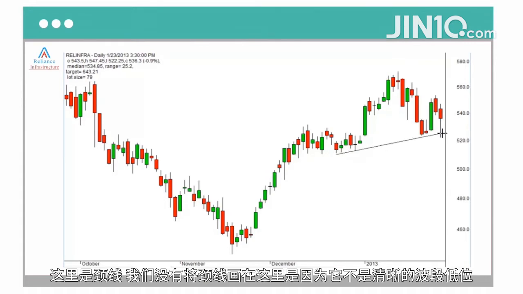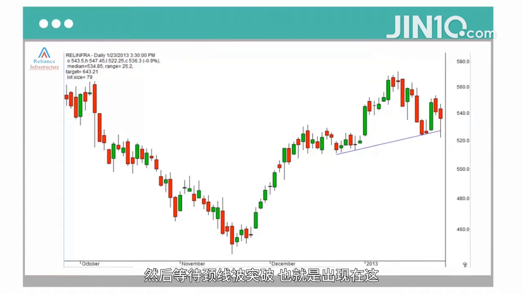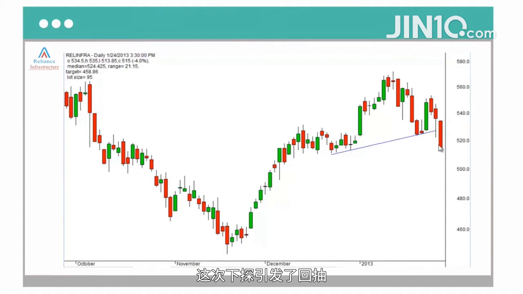Now the reason we didn't draw the neckline through here is because this is not a clear swing low. We need a clear swing low. And once you draw it through here, this becomes our neckline. And we wait for the neckline to break, which happens right here. This breakdown leads to a pullback.